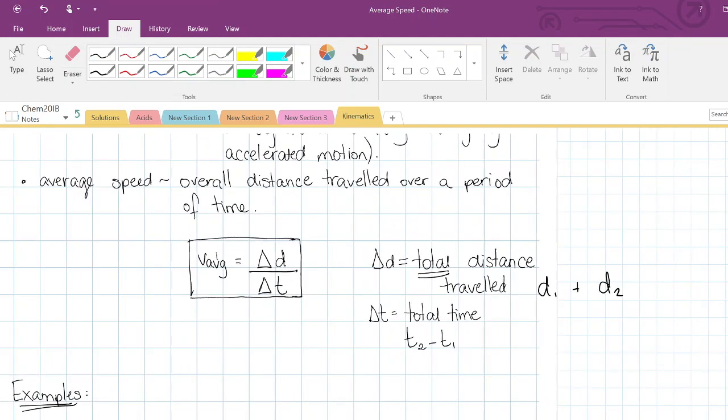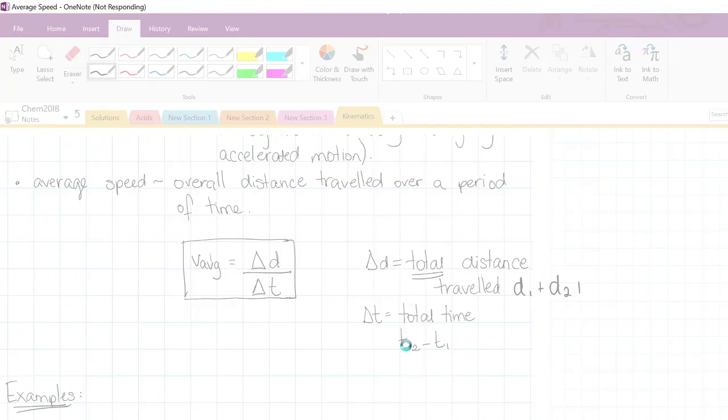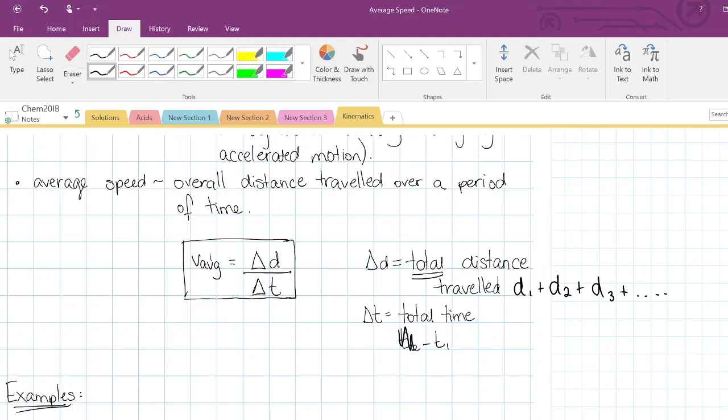Why do we keep shifting over? Let's see if I can make this back over. So distance 1 plus distance 2 plus distance 3 plus, and on and on. That's specifically what we're looking for. This is the part I want to get rid of. When we're looking at total time, we're looking at time 1 plus time 2 plus time 3 plus, and on and on, right?